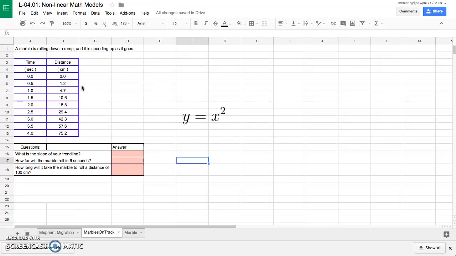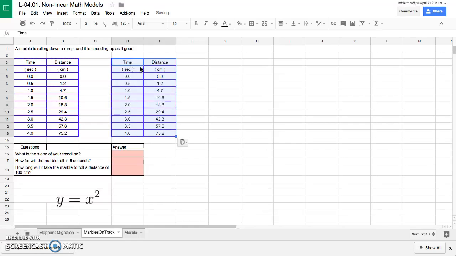So if we think this data is a parabola, what we're going to do is graph y, which is the distance, and graph x squared, which is the time, except we're going to square it. Since we think it's a parabola, that's the kind of math equation we think we're going to have. So I'm going to copy my data. I go to Edit, Copy. And then I'm going to go over here and paste it.